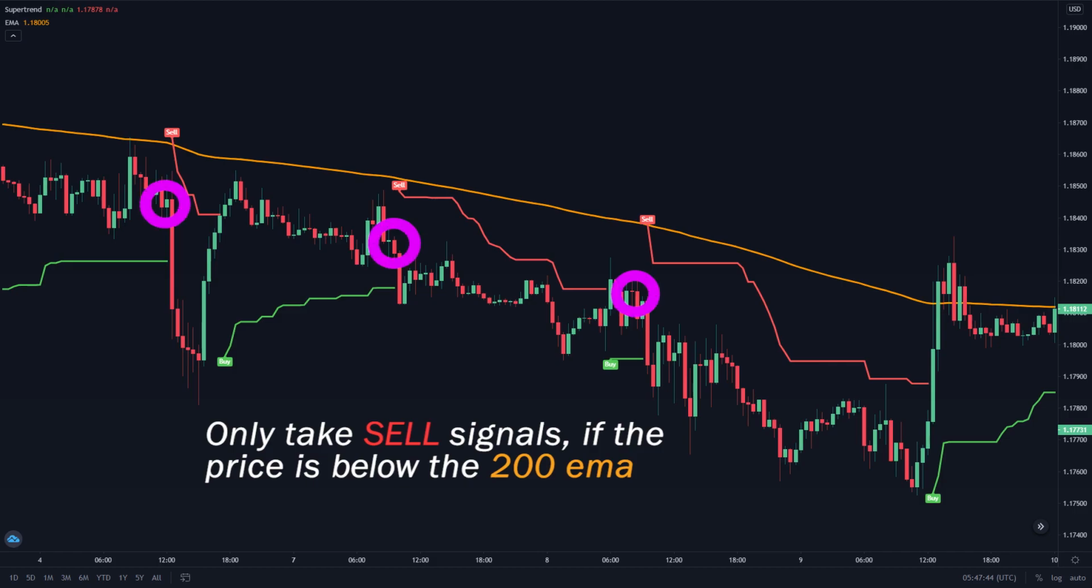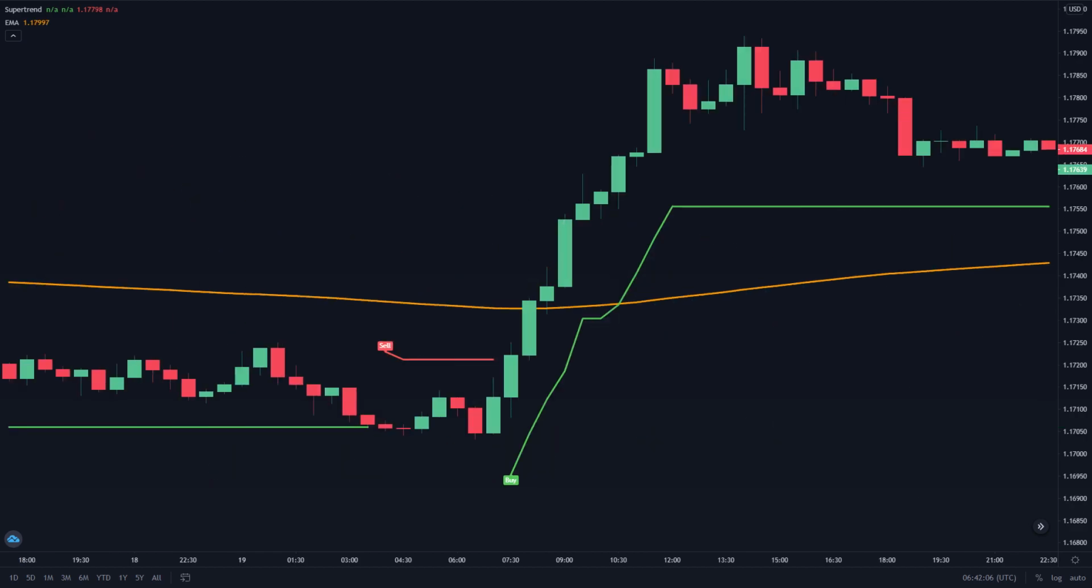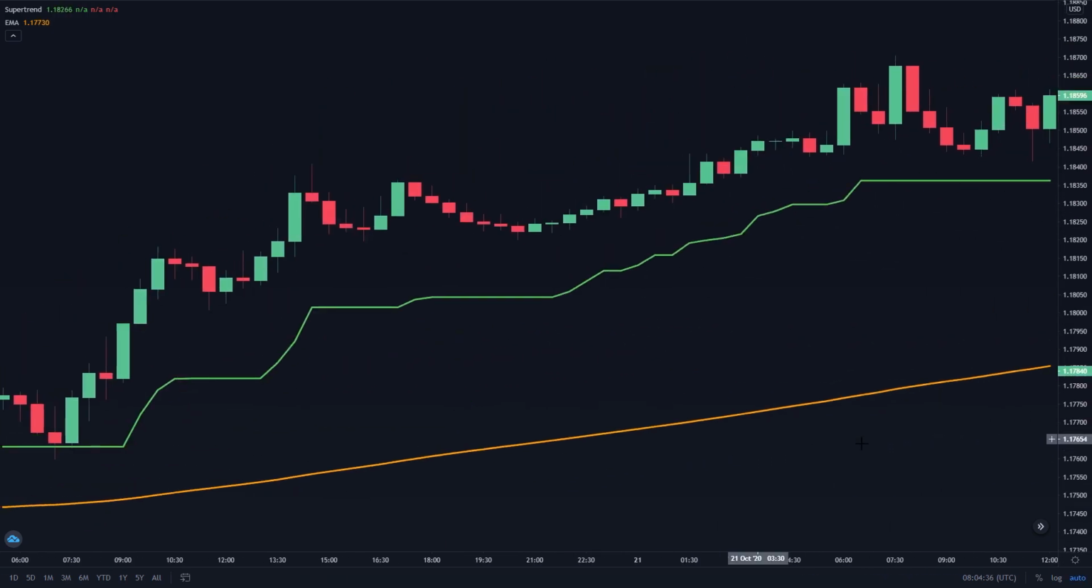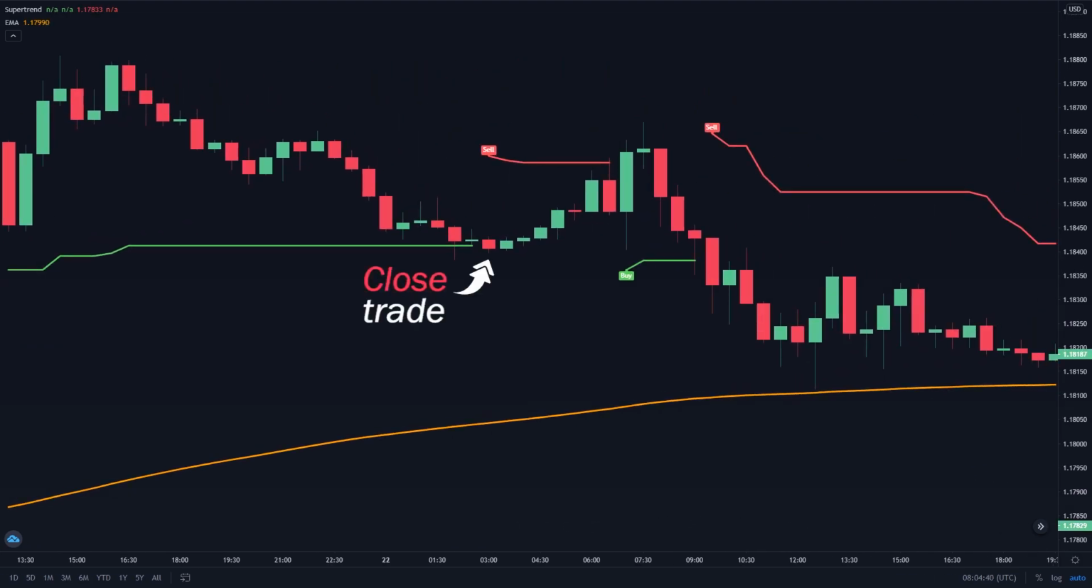Let me give you an example. In this chart, we can see that the Supertrend gave a buy signal, but the price is still below the 200 EMA line, so we don't want to take positions yet. Once the price crosses above the 200 EMA line, while the Supertrend is still colored green, that is the time where you want to take a buy position. And you close your trade here when the Supertrend turns red.